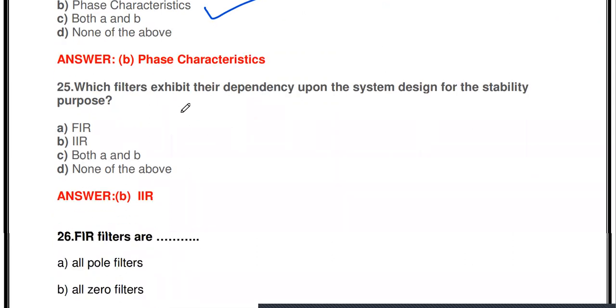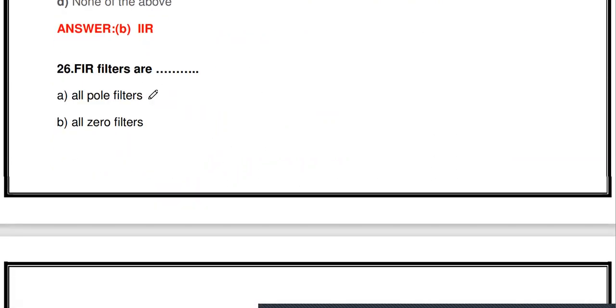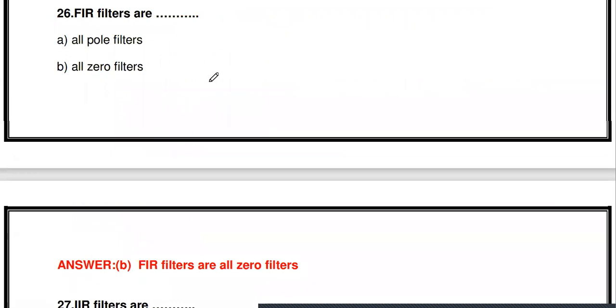Which filter exhibits dependency upon the system design for stability purpose? IIR filter. Here is the answer: IIR. Then, FIR filters are all pole filters or all zero filters? FIR filters are all zero filters, since FIR filters are stable filters only.